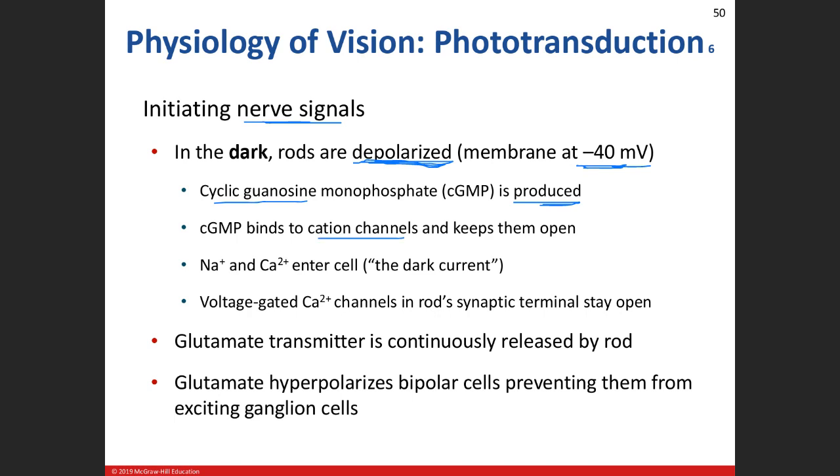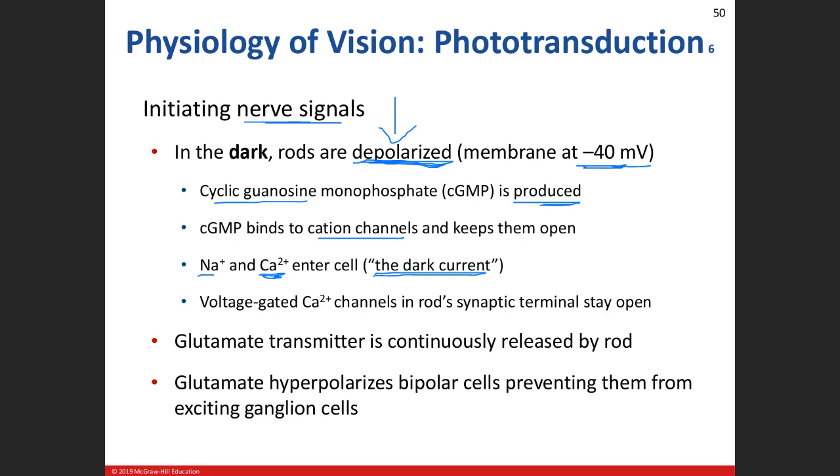I just went over that before with you. Cation channels, calcium channels, potassium channels. This cyclic GMP keeps those channels open and allows those cations to move into the cell to keep it depolarized. So when sodium and calcium enter the cell and depolarize it, we refer to that as the dark current. Kind of like the dark web, but we call it the dark current.